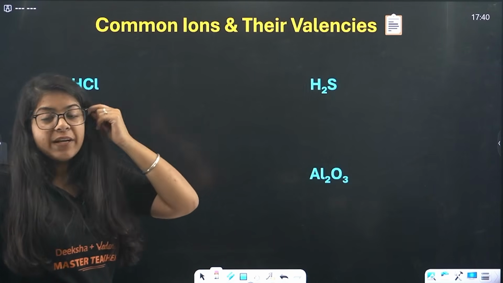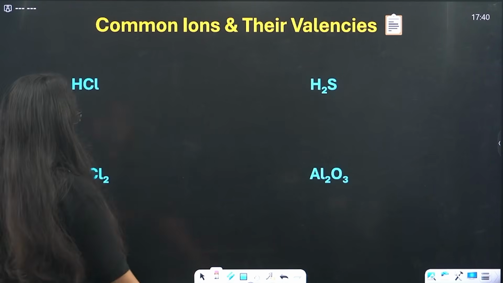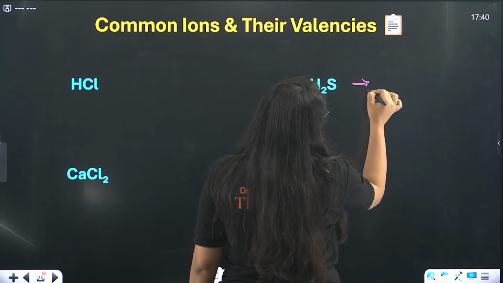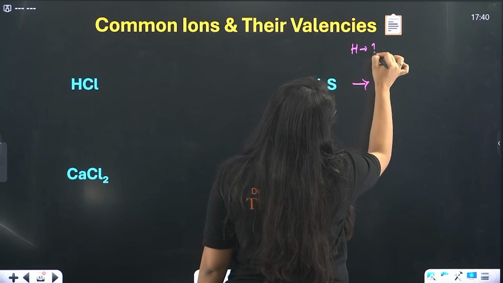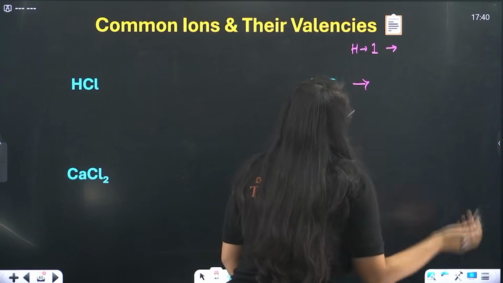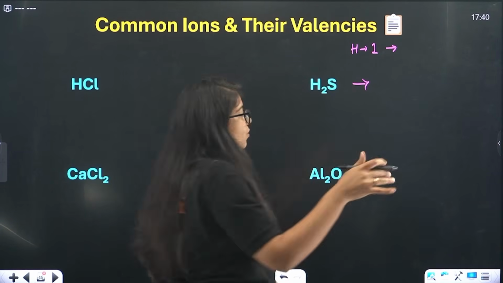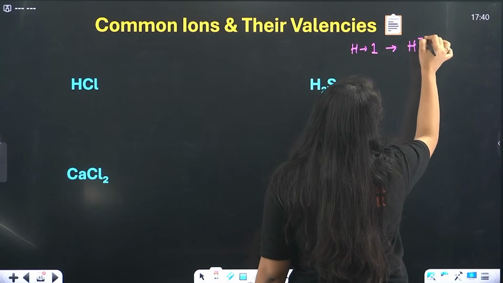Let us try to write two. HCl is your homework. Okay, H2S. Now, the atomic number of H is 1, so it will gain 1 electron or lose 1 electron. Mostly it loses 1 electron. So H is always positive.